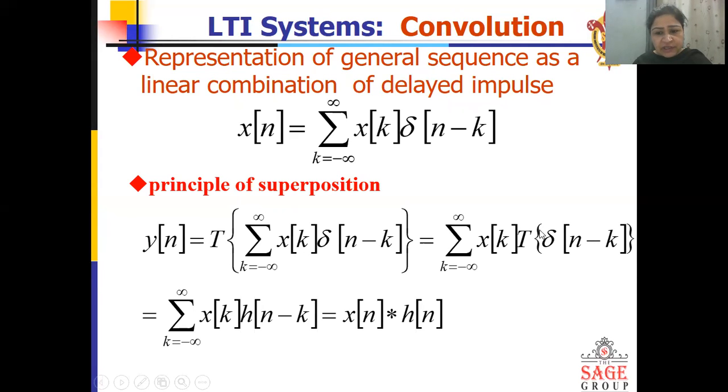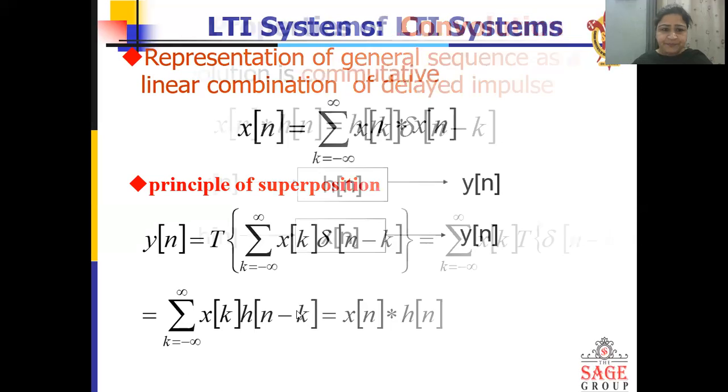Now, we already know that if the system is time invariant, then if delta n minus k is the input, it should generate an output h n minus k. So this will be the formula for the convolution, which generates the output yn. So yn is given as the linear convolution of xn and hn, by the formula summation k equal to minus infinity to infinity xk h n minus k.